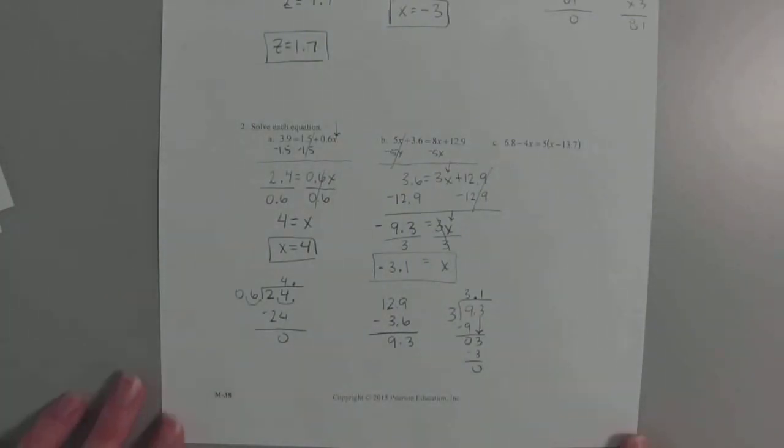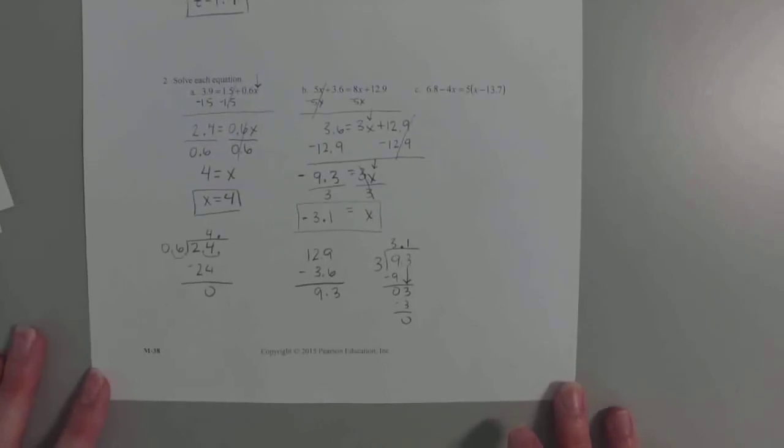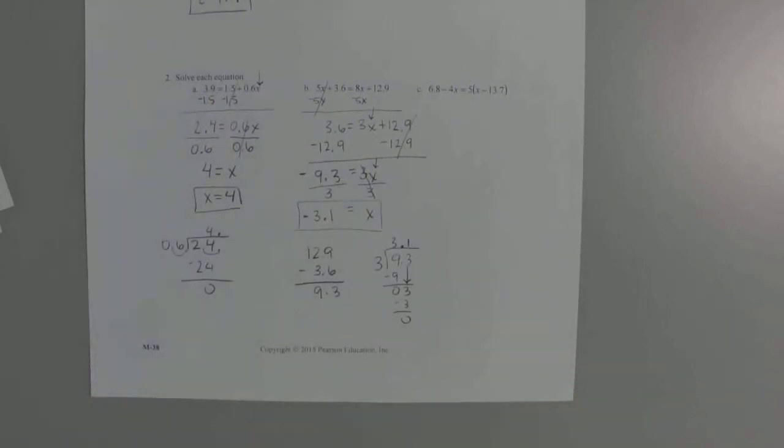And again, guys, you can flip-flop this order. You can write x equals negative 3.1. Okay, so C just has everything going on with it.